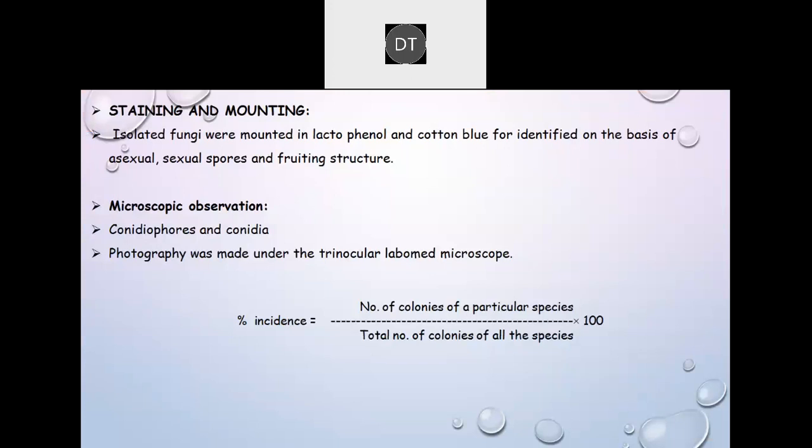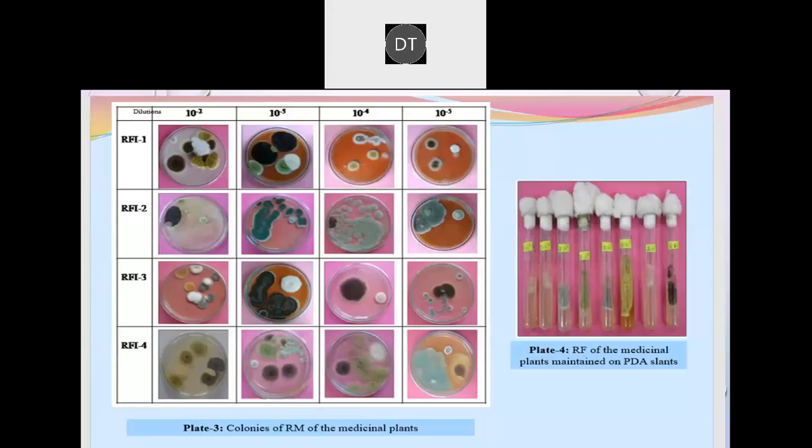Next, staining and mounting of the fungi. Isolated fungi were mounted in lactophenol and cotton blue for identification on the basis of asexual spores and fruiting structures. Microscopic observation and macroscopic observation. Conidia photography was done under the Trinocular Labomed microscope. Percentage of incidence is the number of colonies of a particular species divided by the total number of colonies of all the species, multiplied by 100. This is the formula used for the percentage incidence.